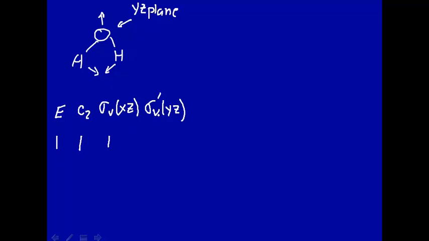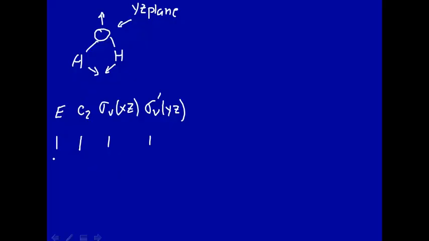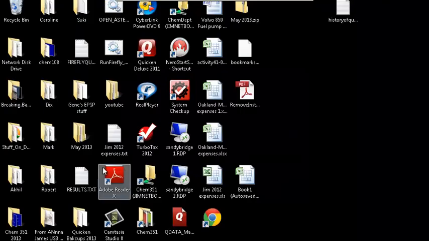And finally, let's do the sigma v prime in the YZ plane. That's the plane of the molecule. Well, nothing changes there, so all vectors will point the same way. So that is 1. Then we go to the character table: 1, 1, 1, 1. That's the A1, the totally symmetric irreducible representation. So the irreducible representation corresponding to this normal mode is A1. Okay, let's take another look. Let's take a look at another rotation.